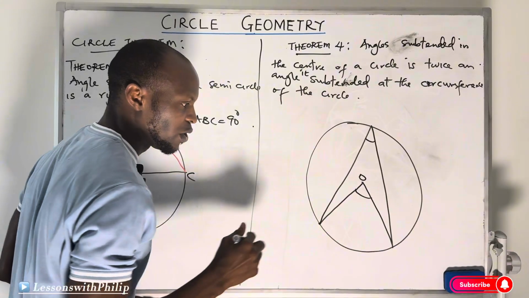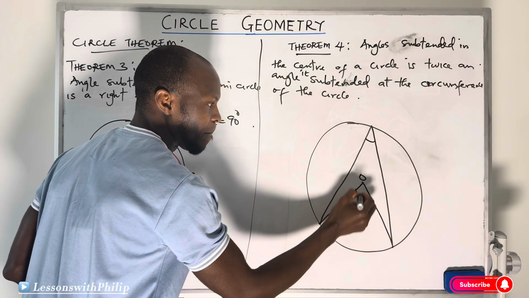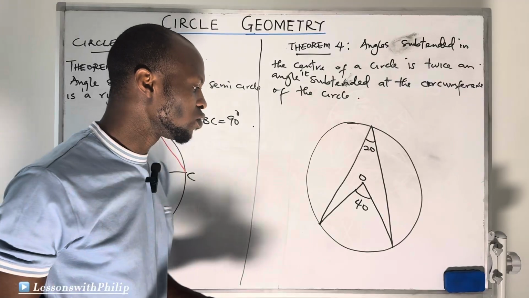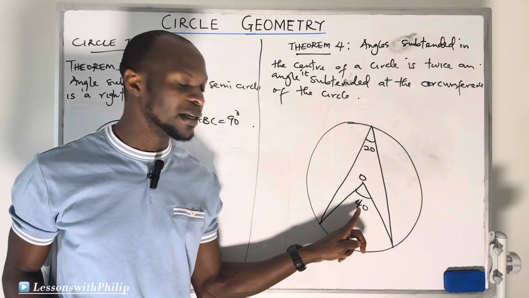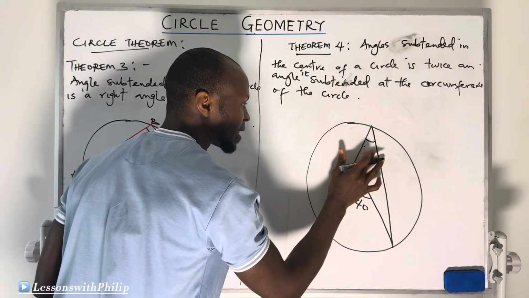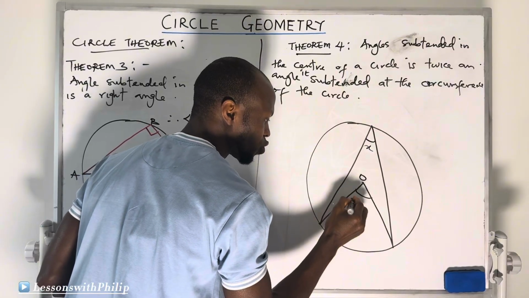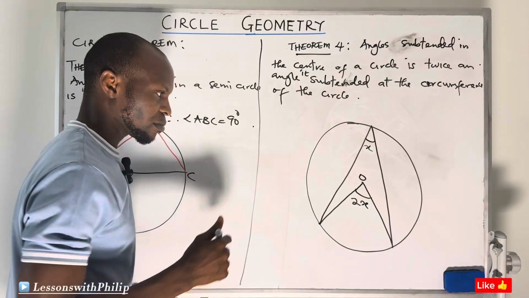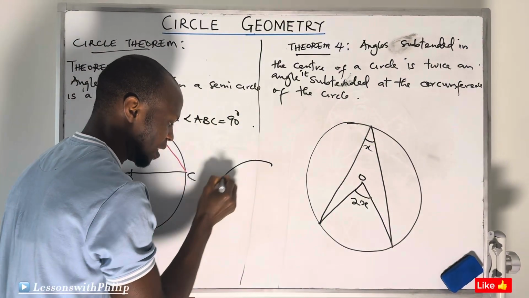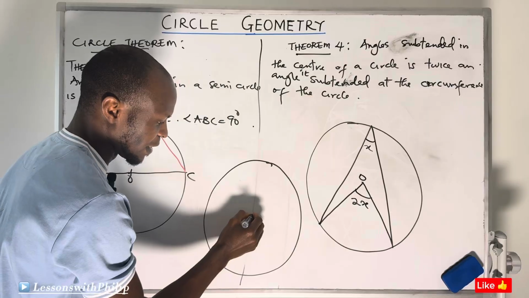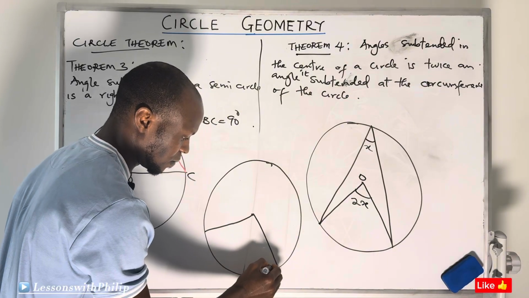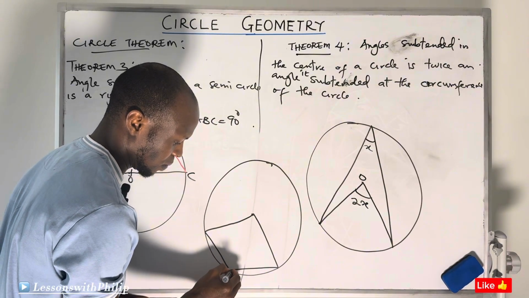Now, this is the angle at the center. Don't forget, this is the center. If this angle is 40, for example, now, this angle will be 20 because the angle that is subtended at the center of the circle is times 2 of the one that is subtended at the circumference. So, if this place is x, automatically this place will be what? 2x. Okay? Now, in another form of this, you can have a diagram like this. Assuming you have a circle, and this is the center of the circle. If I have this, and I have this, okay?